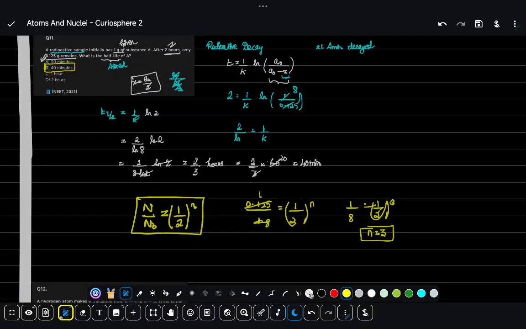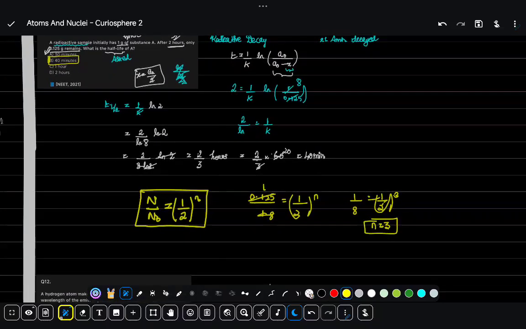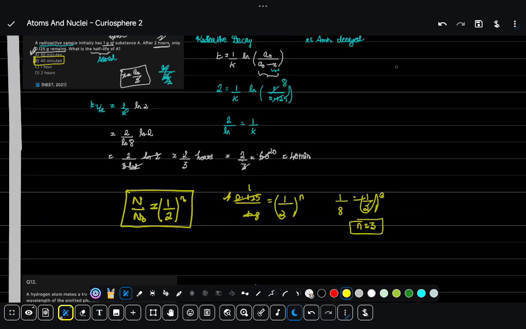You get the point now? After 2 hours, we are taking the amount remaining, 0.125. So within the 2 hours, we are finding how many half-lives are there, and we have 3 half-lives. Now, just use the unitary method. In 2 hours, there are 3 half-lives. We need the time for only one half-life, so let it be x hours for 1. Cross multiply, you will get 2 is equal to 3x. X is equal to 2 by 3 hours will be 1 half-life.